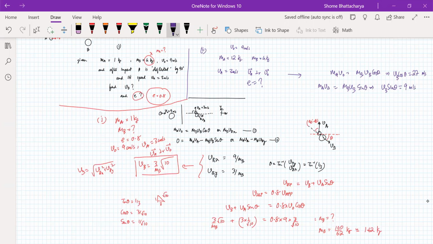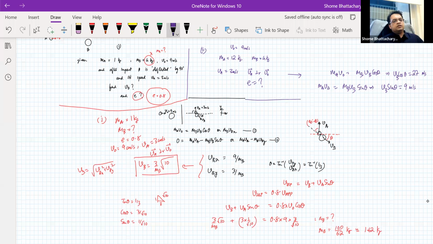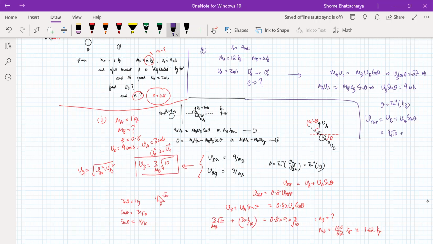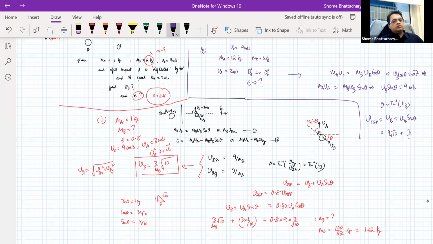Sir, E is still unacceptable. E is still unacceptable, is it? Okay, so let's check out. So theta is coming tan inverse 1 by 3 again. Okay. So what is our separation velocity going to be? It is going to be VB plus VA sine theta. Okay. So VB will be this time 9 root 10, right? And VA was 3. Yes, sir. Okay. And sine theta is 1 by root 10. So 3 by root 10.